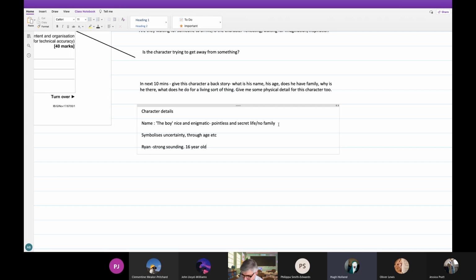What about the rest of his family? His parents died. Oh, why are you laughing about this? Okay, so his parents have died. Is it natural causes or has it been? No, a hit and run and a car crash. Oh, car crash. Ooh, gruesome. Right, okay. So he is very much on his own. And he's gone to live with his uncle in the countryside. Oh, right.